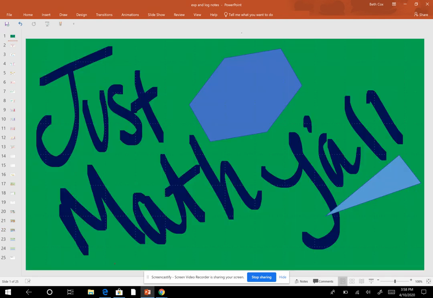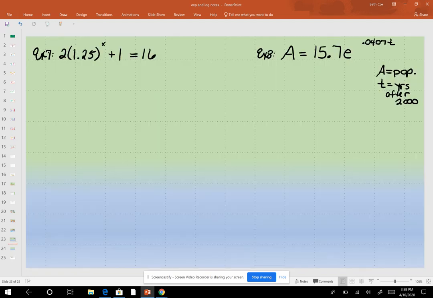Here we are again, still working on these exponential and logarithmic notes, and we are working through exponential equations, using logarithms to solve exponential equations. We've got two more examples, and then we're going to move into a hard one. So I'm expecting at least two more videos in this series. So here we go. All right, so here we are at example 7 and 8.